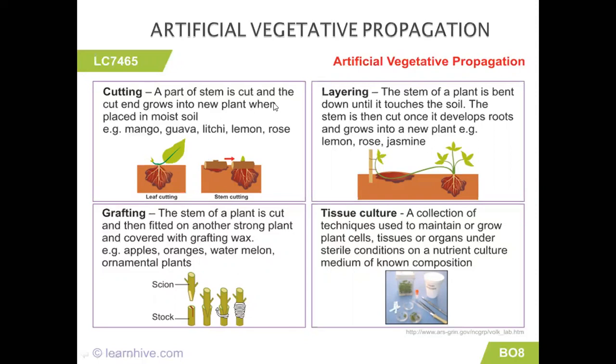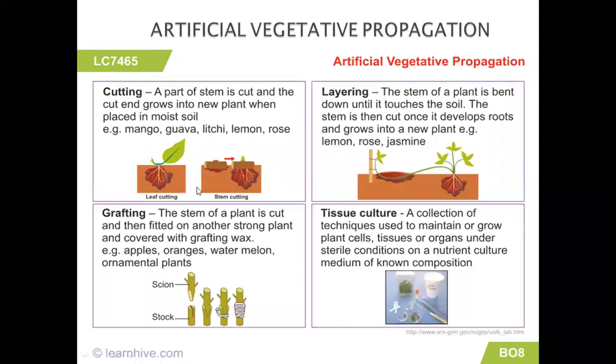A part of the stem is cut and the cut end grows into a new plant when placed in moist soil, like mango. Yes, if you cut the leaf or any vegetative part of the mango and grow it in new soil, it will give a new individual. Same with guava, lychee, lemon, and rose. We can do artificial vegetative propagation by means of cutting.